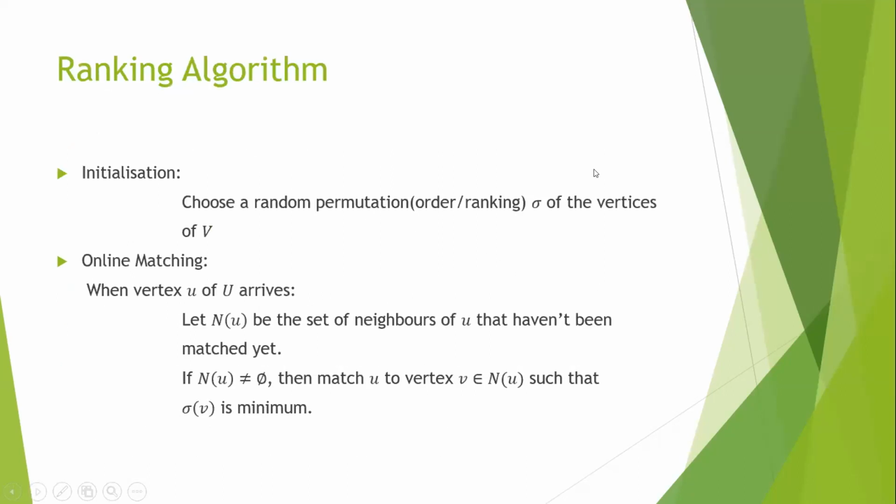The ranking algorithm, the setup. First, we choose a random permutation, that is an order or ranking sigma, of the vertices of V. Now the matching. When the vertex U of the graph U arrives, we define N of U to be the neighbors of U that haven't been matched yet. If N of U is not empty, then we match U to a vertex V in N of U such that the rank of V, that is sigma of V, is minimum.